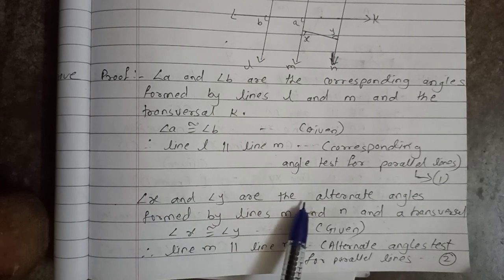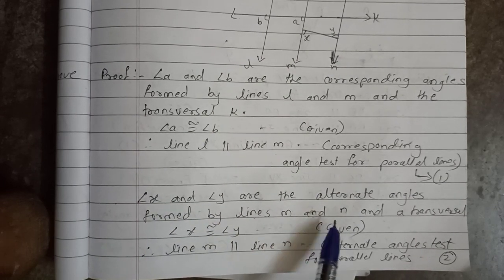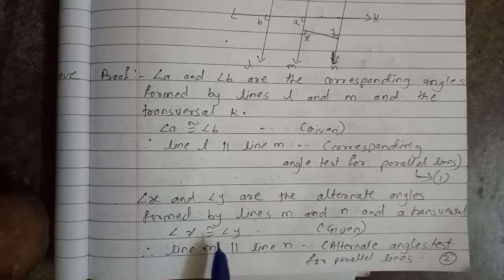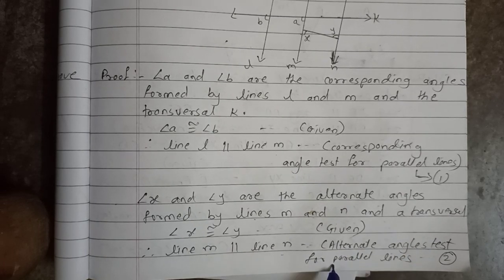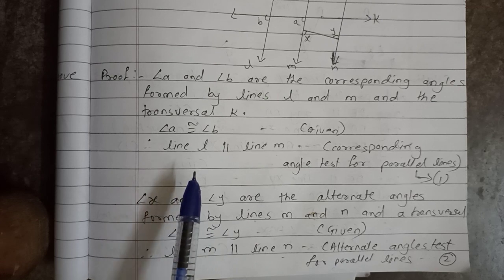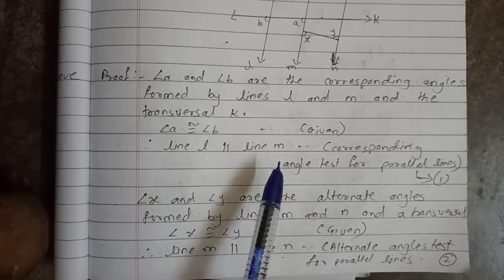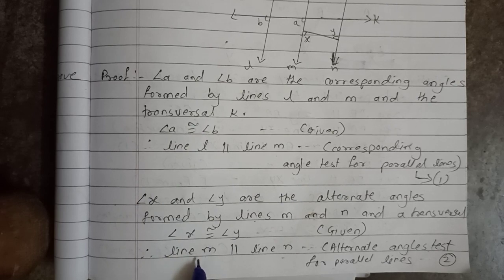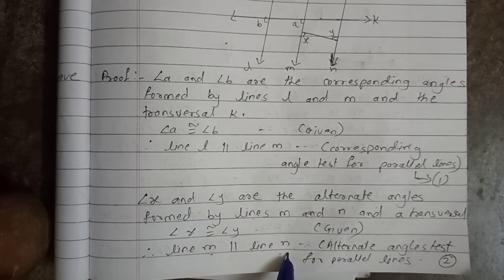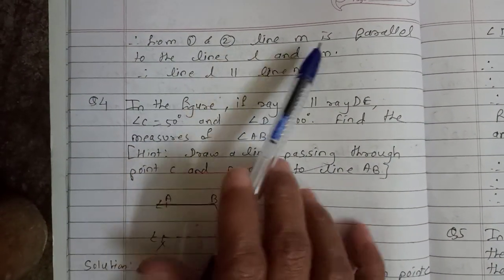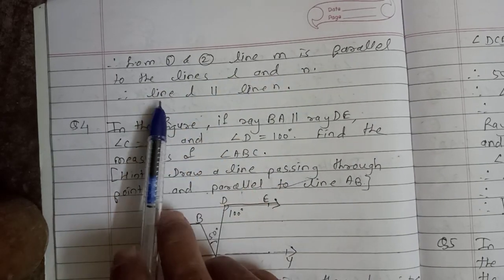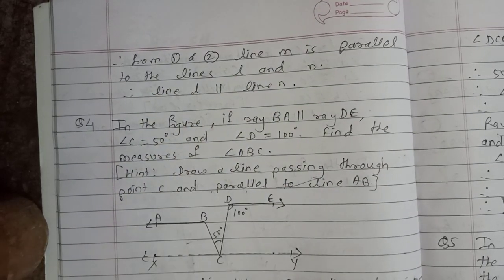Angle X and Y are the alternate angles formed by lines M and N and the transversal K. X is congruent to Y, given. Therefore, line M is parallel to line N, by the alternate angle test for parallel lines. In the first statement, line L is parallel to line M. In the second statement, line M is parallel to line N. We proved this. Now easily we can say that therefore from 1 and 2, M is parallel to the lines L and N. Therefore line L is parallel to line N. Now let us see question 4.